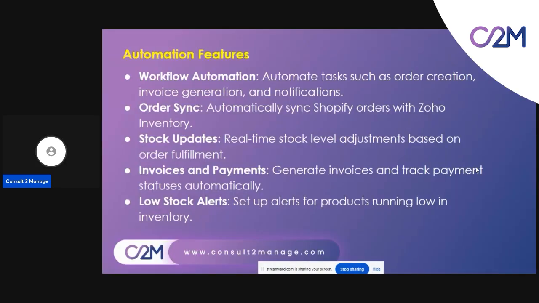Moving forward, we have automation features, which include workflow automation, order syncing, stock updates, invoices and payments, and low stock alerts. With workflow automation, we automate tasks such as order creation, invoice generation, and notifications. Order syncing automatically syncs Shopify orders with Zoho Inventory. Stock updates include real-time stock level adjustment based on order fulfillment. Invoices and payments generates invoices and tracks payment statuses automatically. For low stock alerts, we can set up alerts for whenever there is low stock, or there is an order but we don't have stock to fulfill those orders.